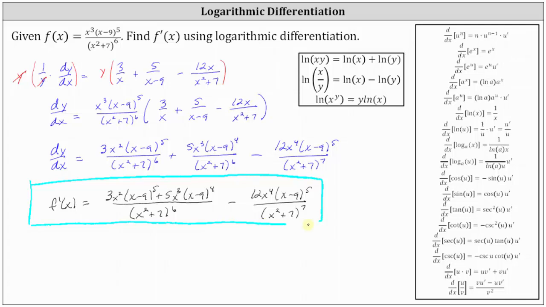But again, we probably would have been fine by leaving the derivative in the earlier form. I hope you found this helpful.